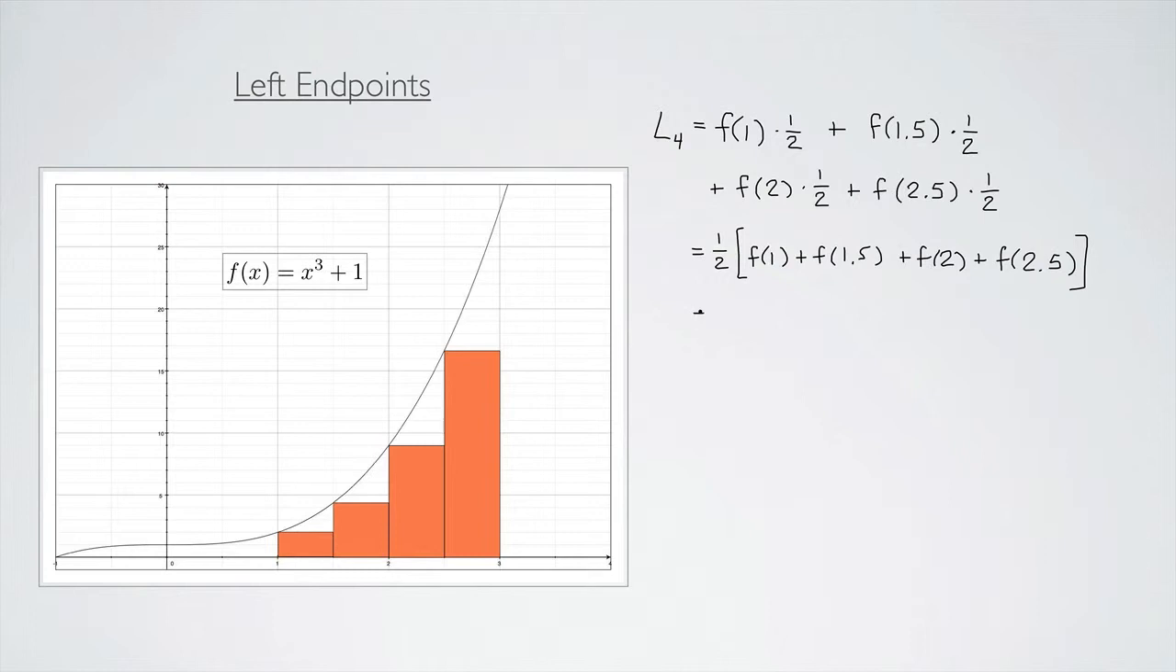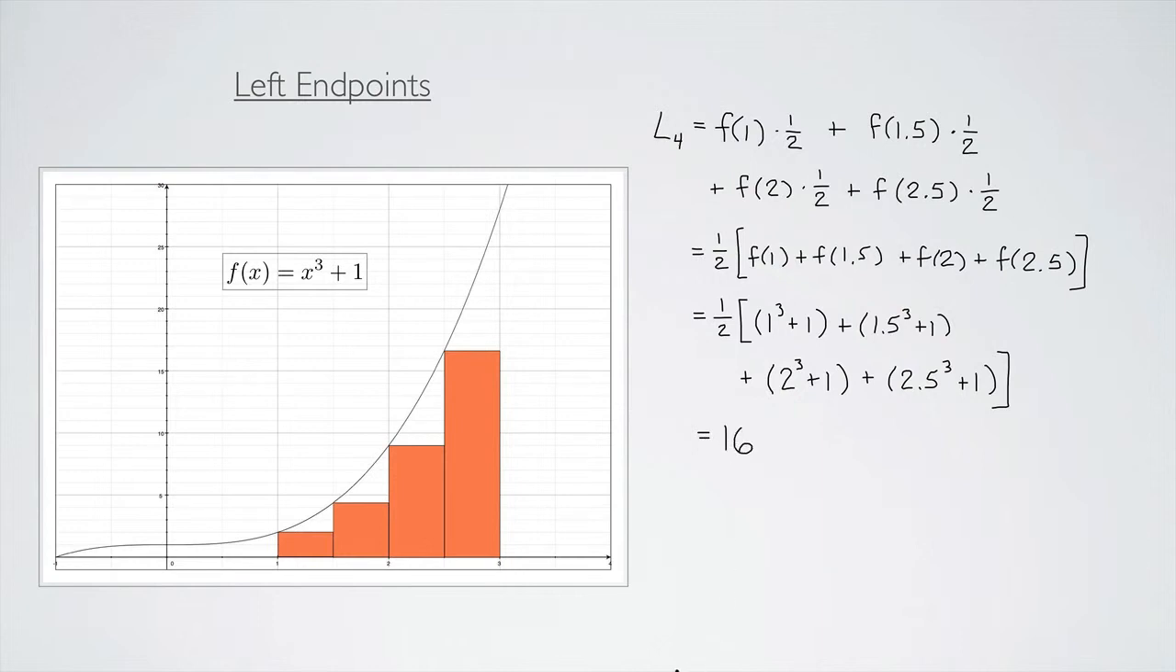And now I'm ready to plug in for the actual function. So the value of the function at 1, well, that's going to be 1 cubed plus 1. I'm just plugging in 1 into the function. Next, I have 1.5, so that'll be 1.5 cubed plus 1. Then I have 2, so that'll be 2 cubed plus 1. And for my last part here, f of 2.5, that will be 2.5 cubed plus 1, and then close the bracket. Okay, so you can do all this on the calculator. If you type it in, you end up getting 16.